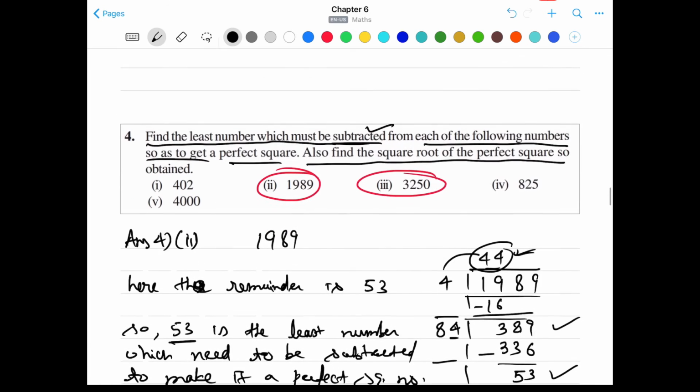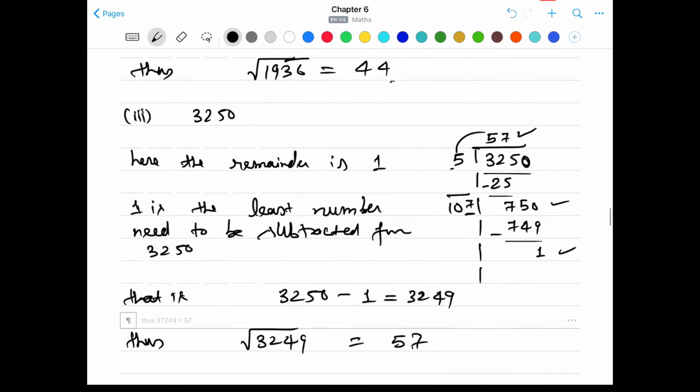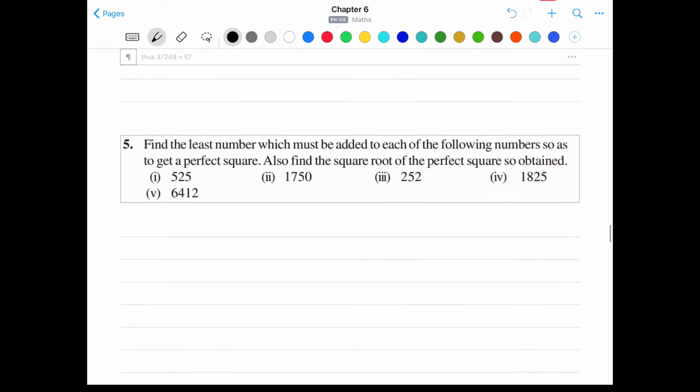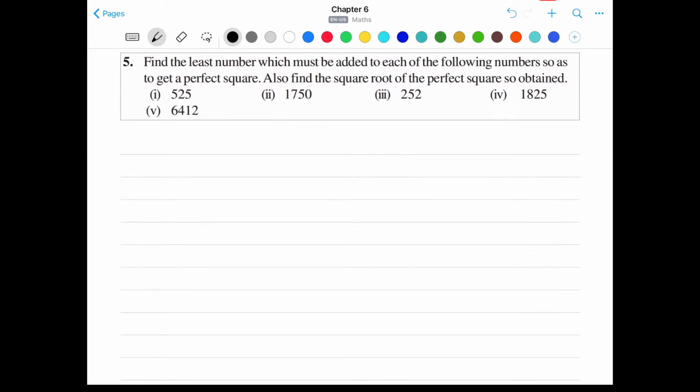In a similar way you will do the remaining parts, first 4 and 5. It's very simple. Now come to question number 5. We have to find the least number which must be added. The only difference between the previous one and this one is what should be added here. Find the least number which must be added to each of the following numbers so as to get a perfect square number. Also find the square root of the perfect square number so obtained.